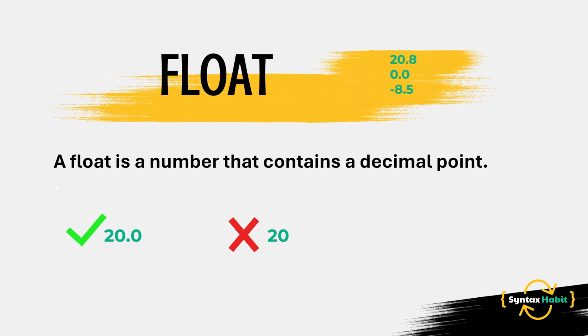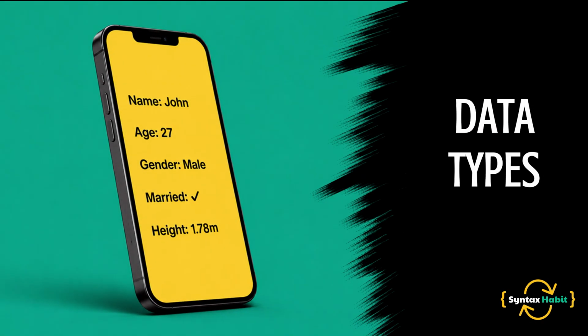Notice that floats are written without quotation marks. Just like integers, floats can be either positive or negative. As the programmer, you are responsible for choosing the correct data type. If your value may contain decimal places now or in the future, you should store it as a float.